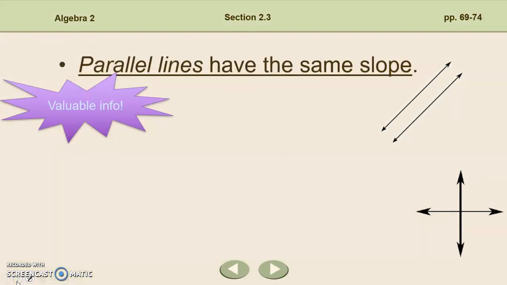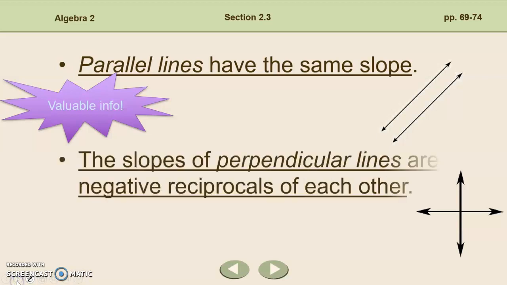Here's some valuable information that you need to know. First, parallel lines have the same slope. They will never cross or intersect because their slope is exactly the same. They run side by side. And the slopes of perpendicular lines are negative reciprocals of each other.